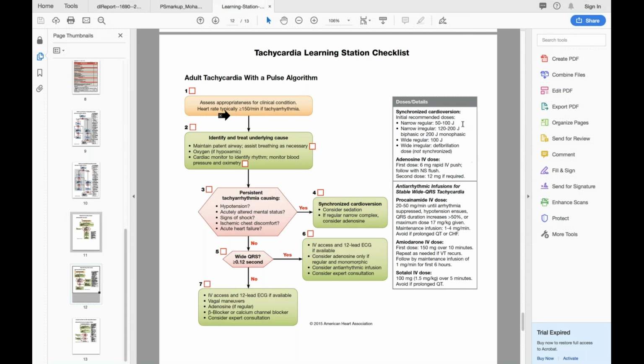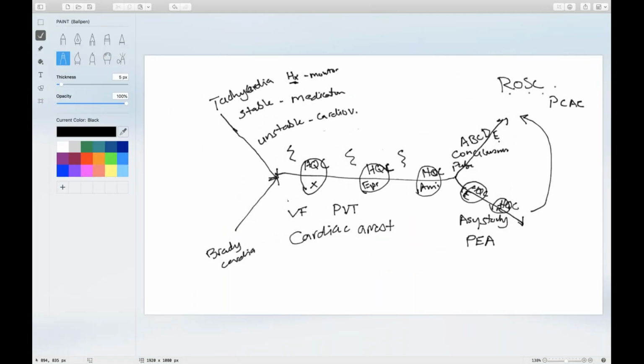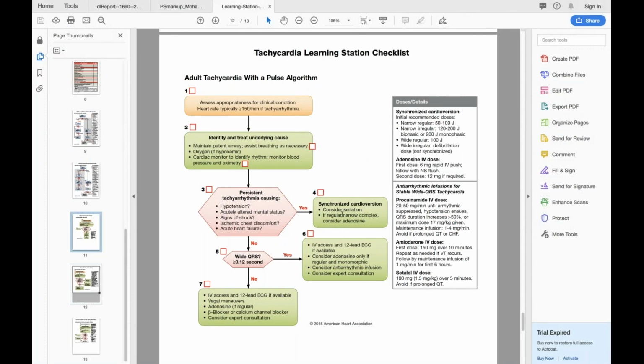Okay, here we are again. If we identify that the patient is stable, we'll give him medications. If he is unstable, we'll give him cardioversion. Then you can follow up these kinds of things. You will give him synchronized cardioversion if he is unstable. Now, if any one of these things appears, he becomes unstable, which is yes, you will give him synchronized cardioversion and go with the algorithm.